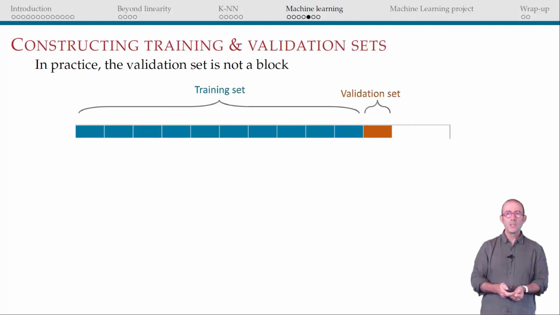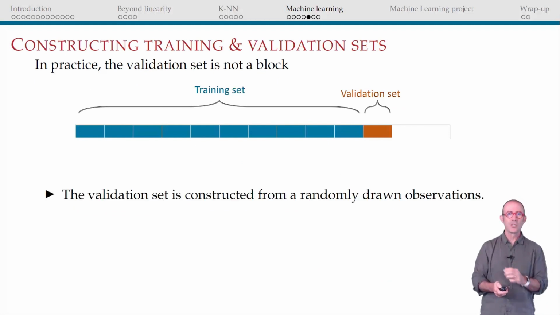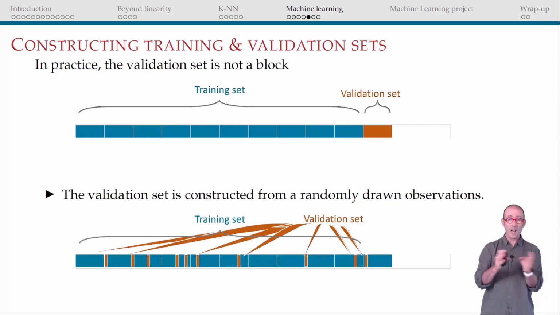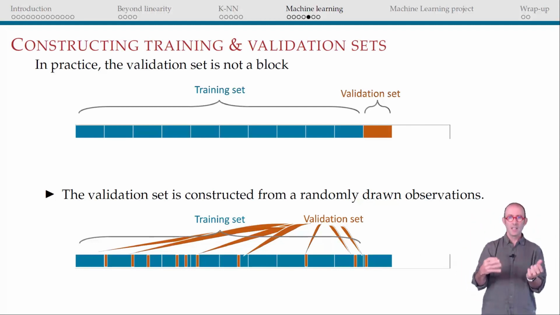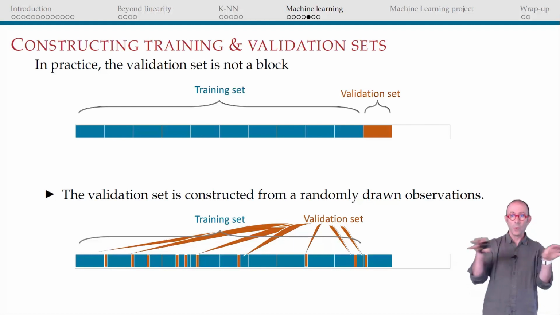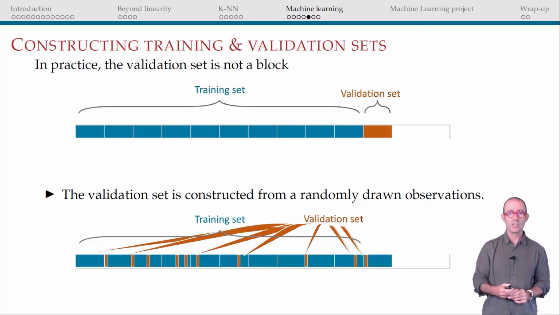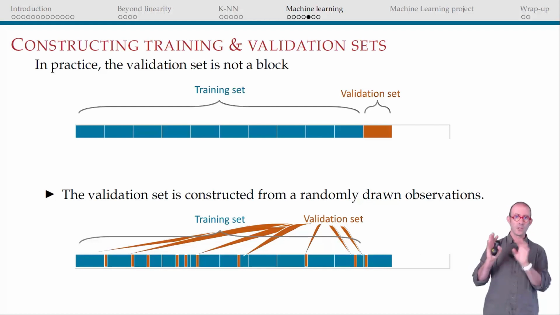In practice, it's not a block like that. You will just draw randomly some observations and you will say, okay, I want to predict on these observations all over my sample, all over the dimensions, all over the space. So I try to have a validation set that reflects the whole data set. For that, it's better to take some randomly drawn observations all over and call that the validation set and not use that for the estimation.